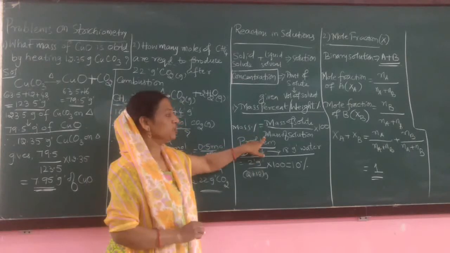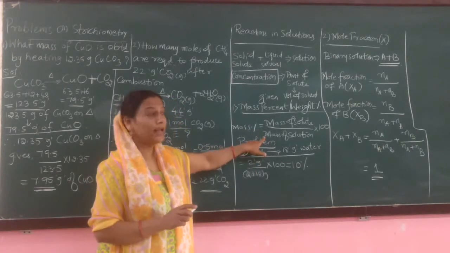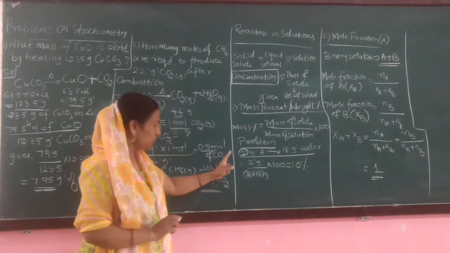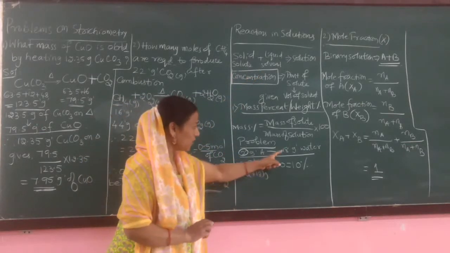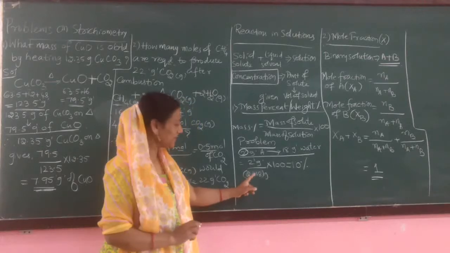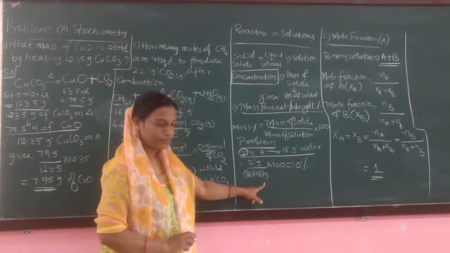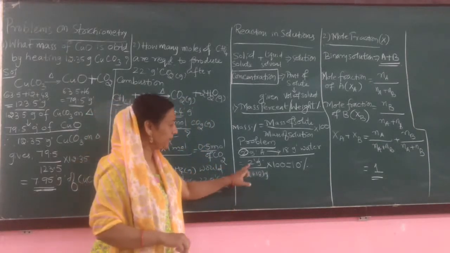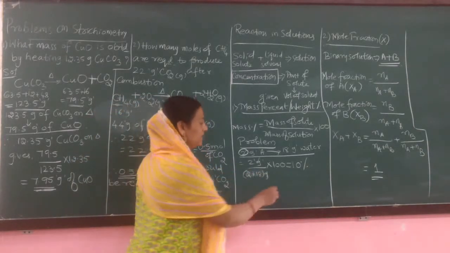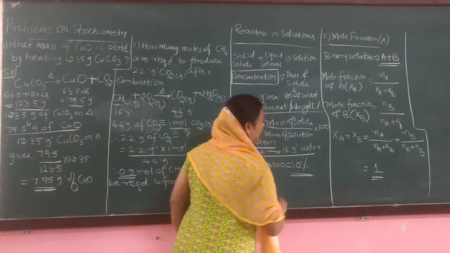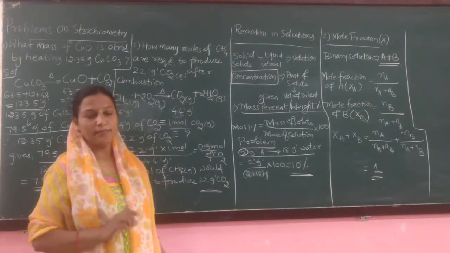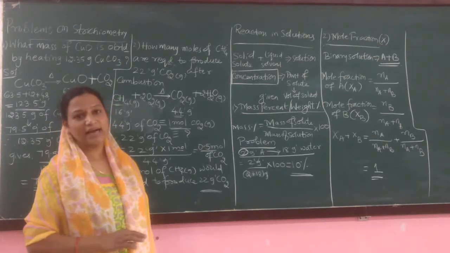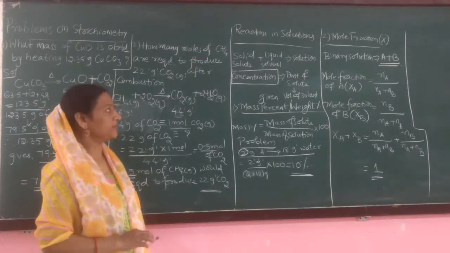Divided by mass of solution. How do you get mass of solution? By adding mass of solute and solvent. Solute 2 grams. Solvent is 18 grams. 2 plus 18, that is 20 grams, into 100. Grams will cancel. So it will be 2 divided by 20 into 100, which comes out to be 10%. Mass percent of the solution is 10%. So this is regarding mass percent or weight percent.